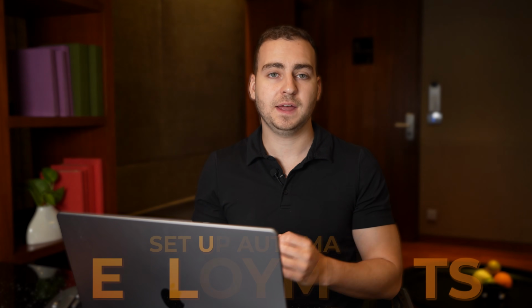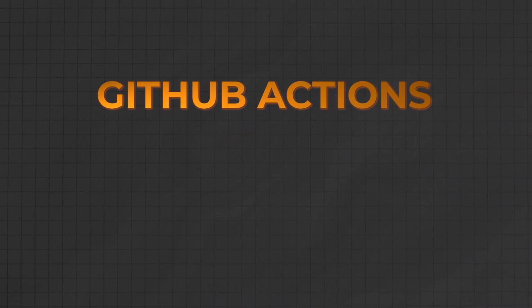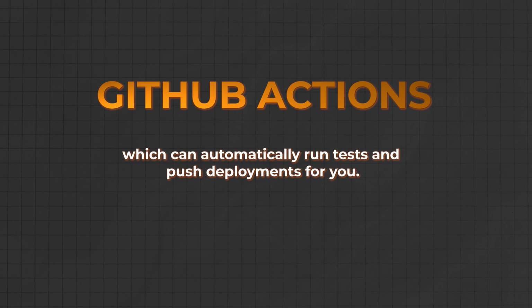Now that leads us to deployment or continuous deployment. It is a huge pain to have to run 30 different commands in your terminal anytime you want to actually push a change to your users. That's why you should set up automatic deployments on specific branches in GitHub. Now, there's a great feature called GitHub Actions, which can automatically run tests and push deployments for you.